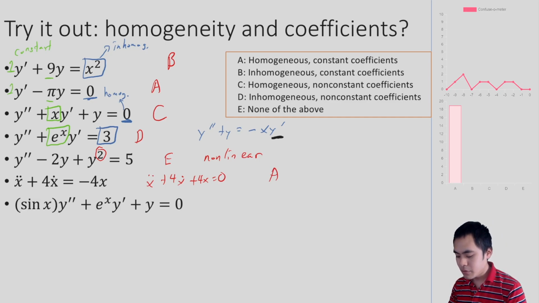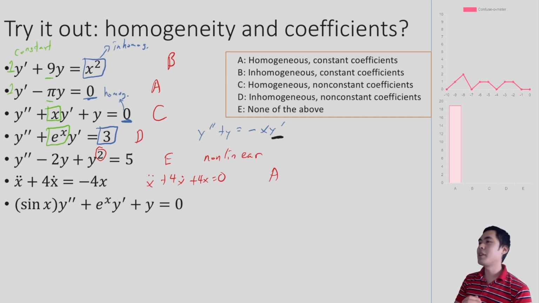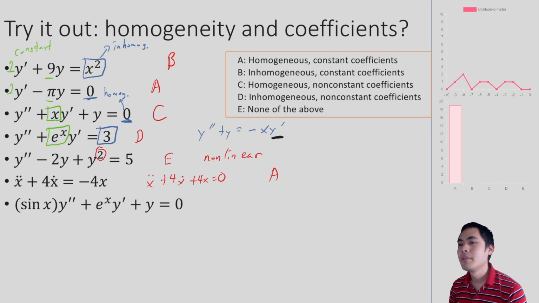Okay, and let's go on. So let me reset. What about this one? Sine of x, y double prime plus e to the x, y prime plus y is equal to 0.